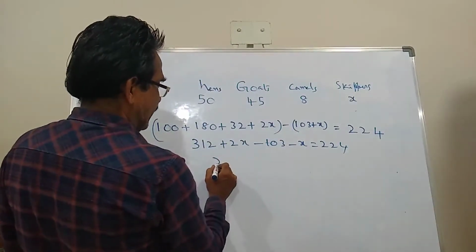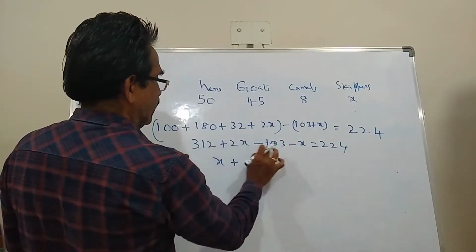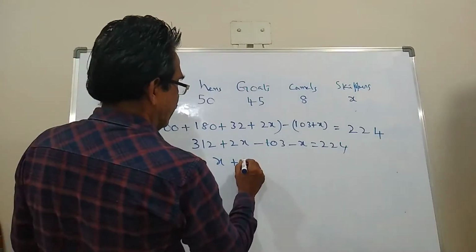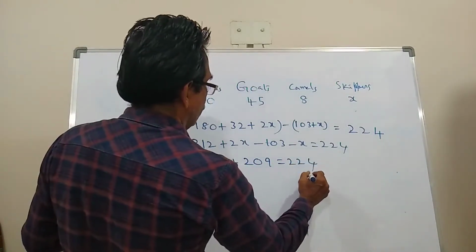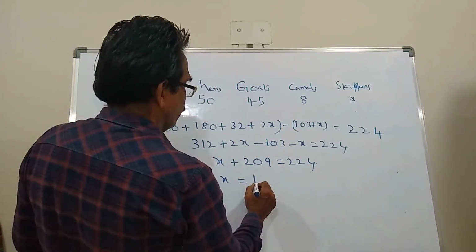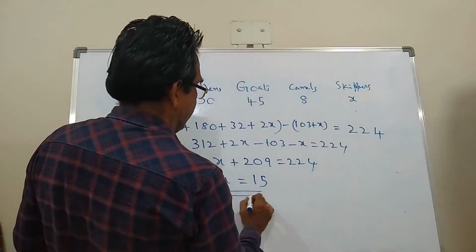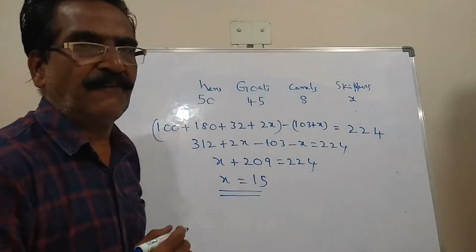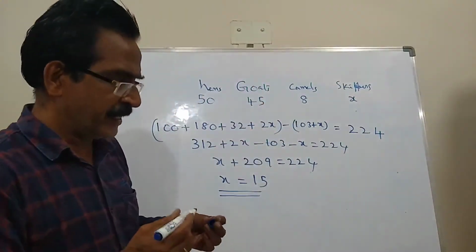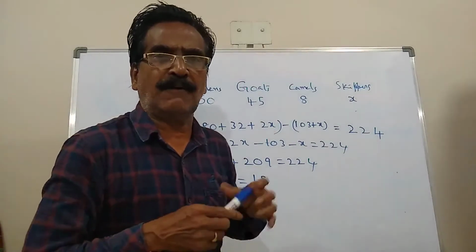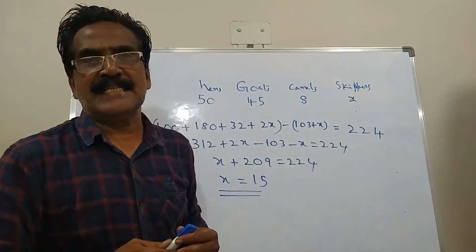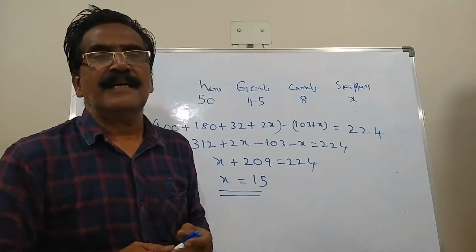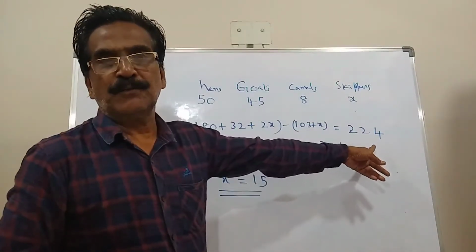2x minus x plus 312 minus 103, 209 is equal to 224. X is equal to 15. This is the total number of skippers. The problem is very easy. Just find the total number of legs and total number of heads. Legs minus heads, or feet minus heads, is equal to 224.